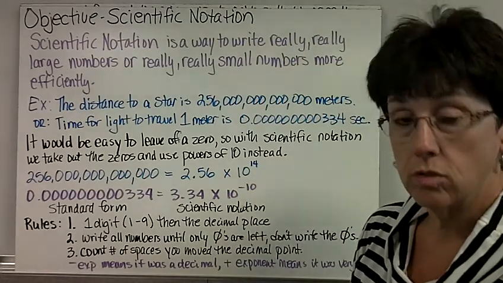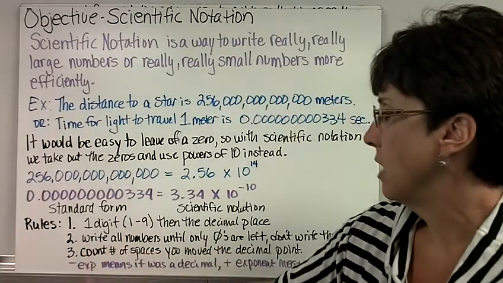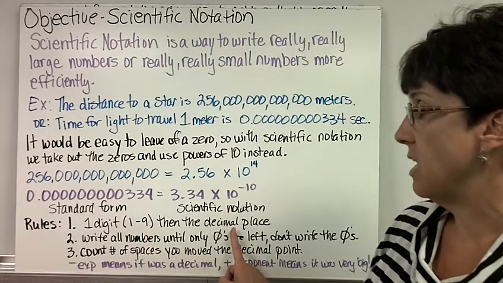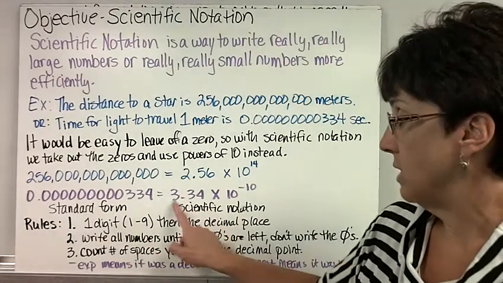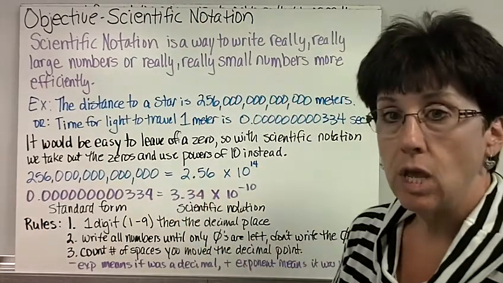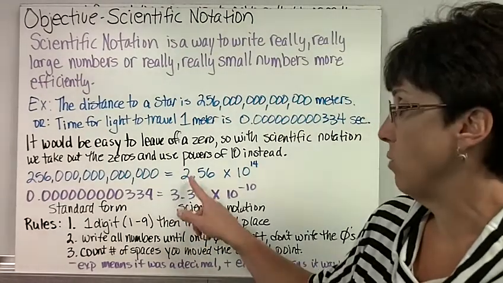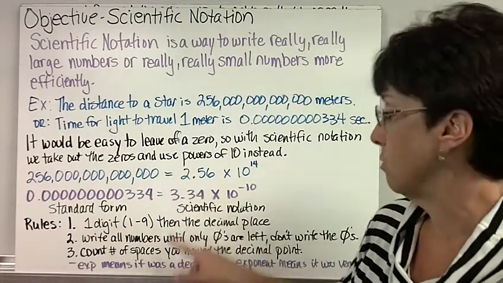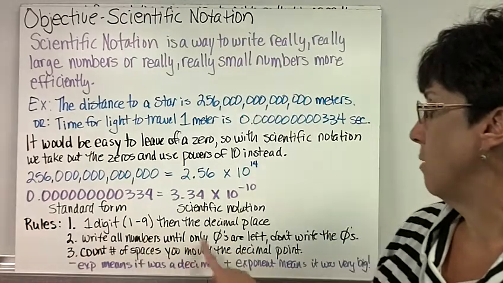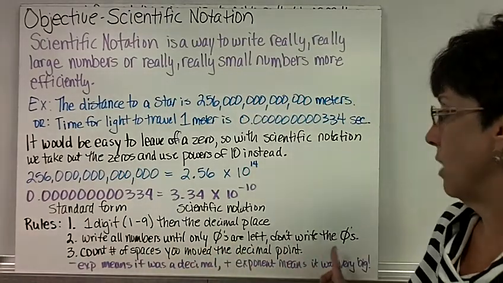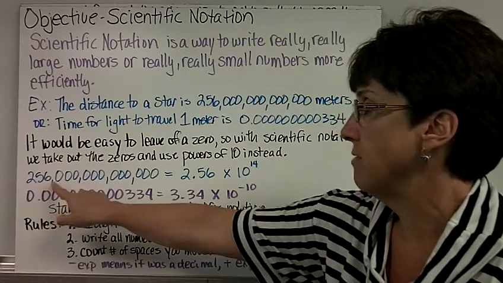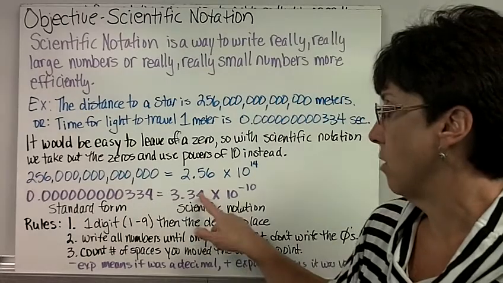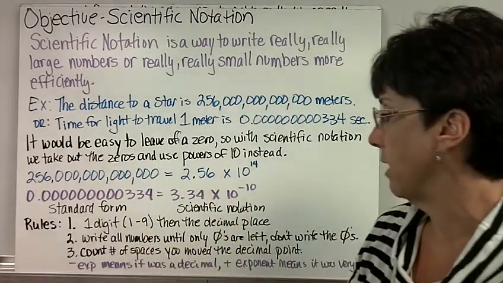Here are the rules, so you need to write these down. Number 1, you have one digit, the numbers 1 through 9, and then the decimal point. You can't write a 0, and you can't write anything bigger than 9 before your decimal point. Number 2, write all the numbers until only zeros are left, and then don't write the zeros. So I wrote 2.56, and then I didn't write all these zeros. I wrote 3.34, and then I didn't write the zeros beforehand.